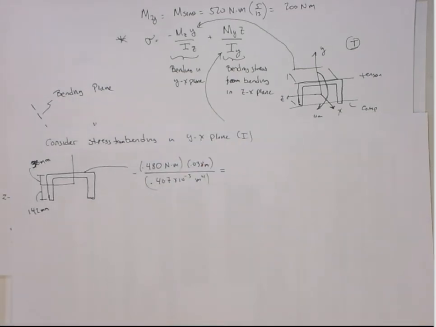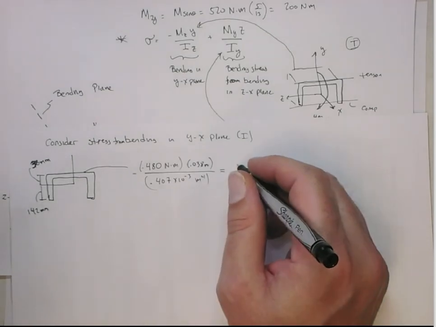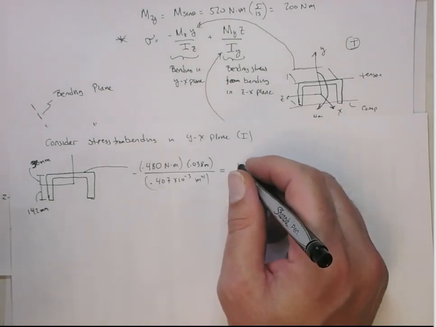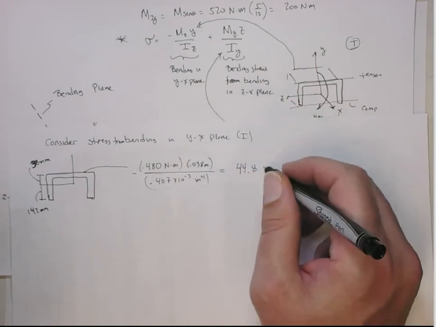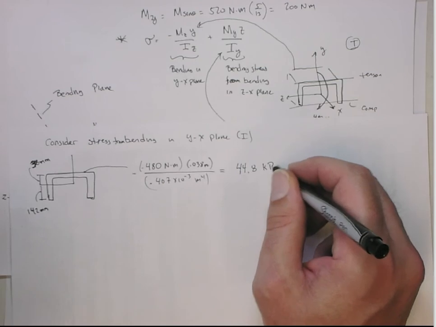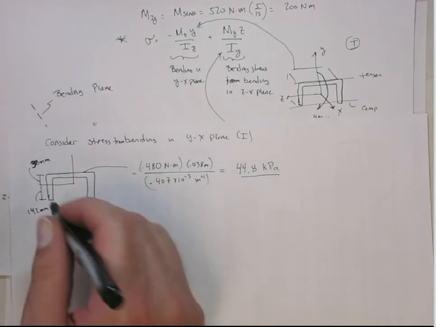Now when I compute that, what do I get? 480 times 0.038 times 0.407 to the minus third. This gives me 44.8 kilopascals. Now let's also get it on this edge.